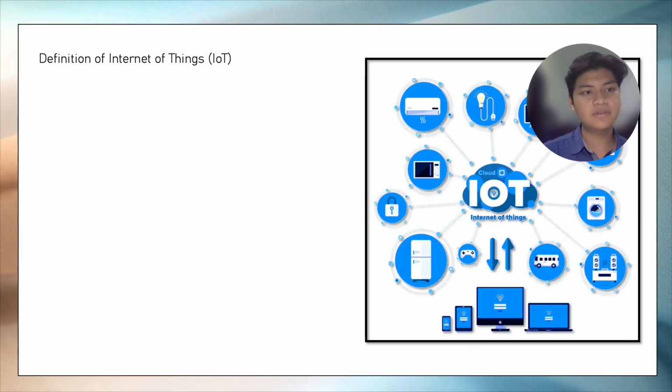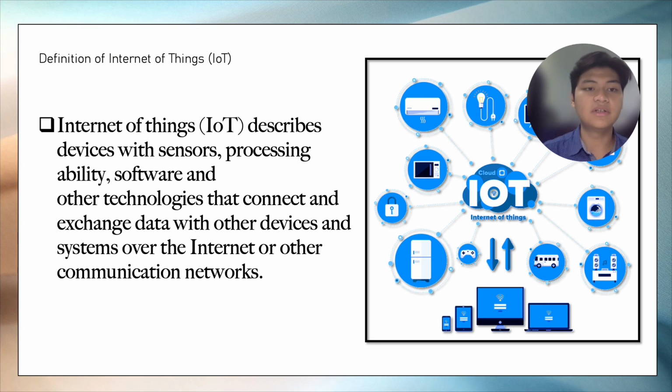Alright, so let's first talk about the definition of Internet of Things. Internet of Things, IoT, describes devices with sensors, processing ability, software, and other technologies that connect and exchange data with other devices and systems over the internet or other communication networks. So, what is the keyword here? The keywords are basically there's going to be devices with sensors, they connect with each other, and they exchange data.